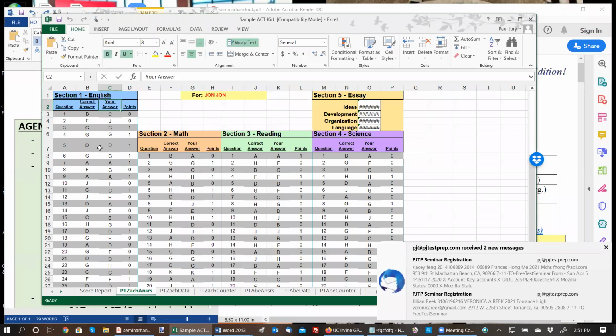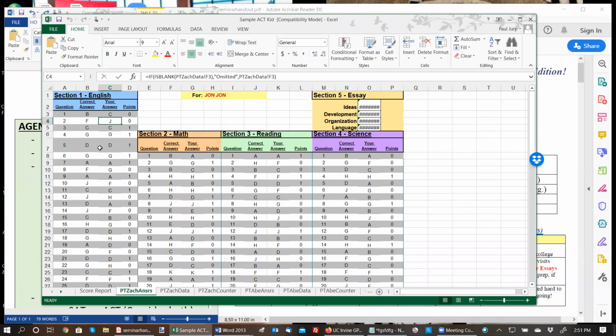He put C, that was his answer, but the correct answer was B. Same with question 2, he got that one wrong as well. And he can say, oh, I put J down, but actually the answer was F. Then he hit a little bit of a hot streak, got 5 right in a row, and so on.